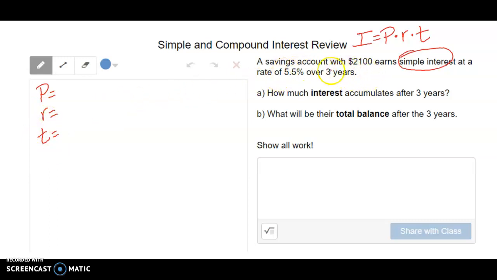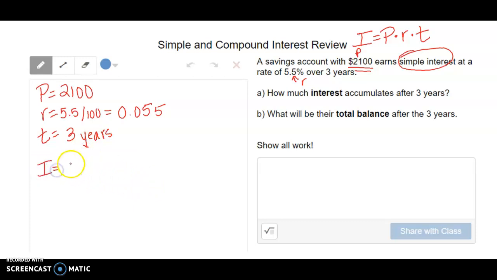So our savings account with $2,100, so that's my principal, earns a simple interest at a rate of 5.5%. That percentage sign always tells us that's our rate. So we're going to do 5.5 divided by 100, and that would give us 0.055 as our R value, and our T value is 3 years, so we do not have to convert it because it's already in years. So to figure out our interest amount, we're going to do 2,100 times 0.055 times 3 in a calculator, or on the calculator on your phone, whatever you use.